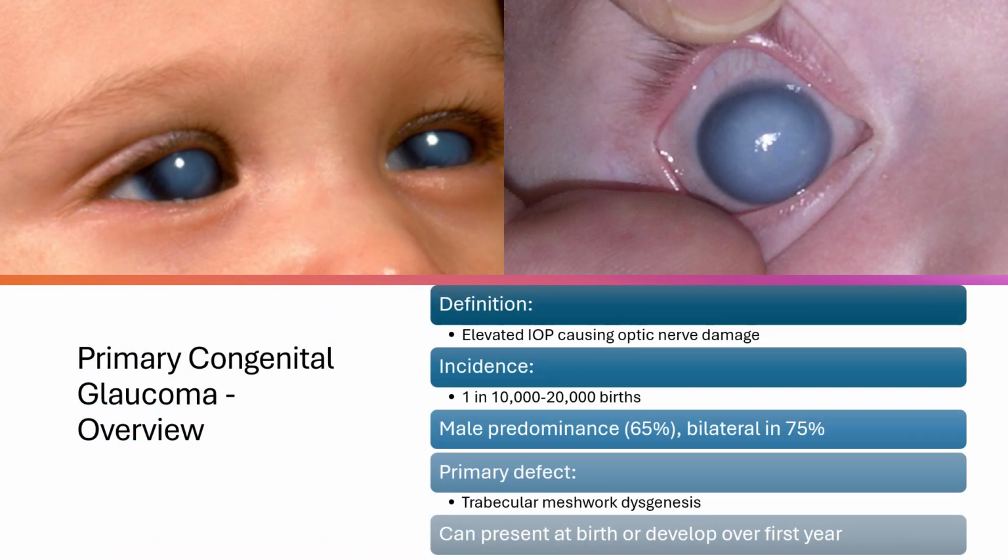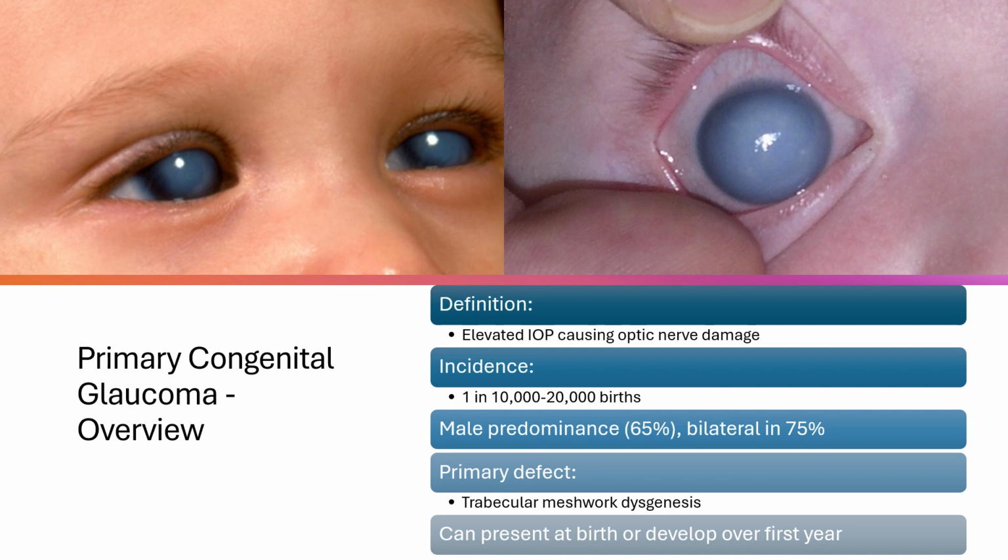Primary congenital glaucoma results from elevated intraocular pressure, causing progressive optic nerve damage. The fundamental defect lies in trabecular meshwork dysgenesis. Abnormal development of the drainage system prevents aqueous humor outflow, leading to pressure buildup. This condition affects 1 in 10,000 to 20,000 births, with males comprising 65% of cases. Three quarters present bilaterally, though one eye often shows more severe involvement initially.